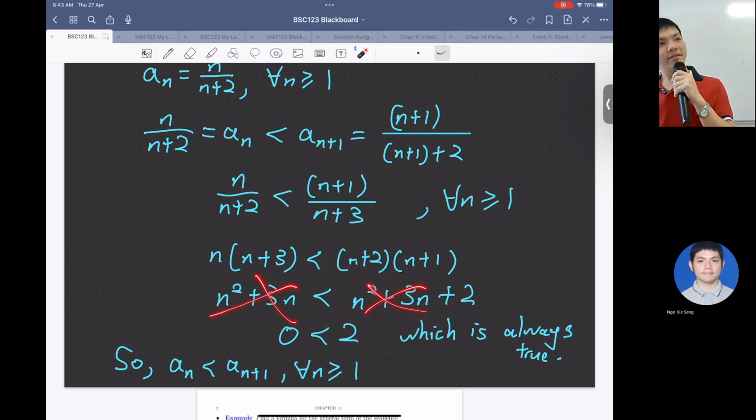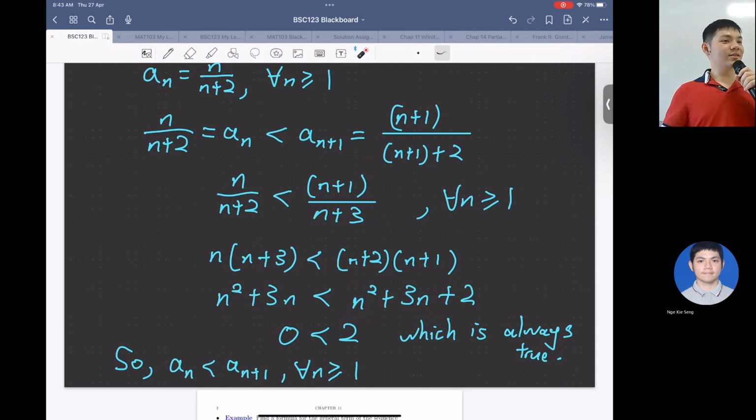So you can see we don't need to substitute n. n doesn't matter here. What we need is 2 greater than 0. Otherwise, it's not increasing. Maybe it's decreasing in that case, but you cannot deduce increasing.